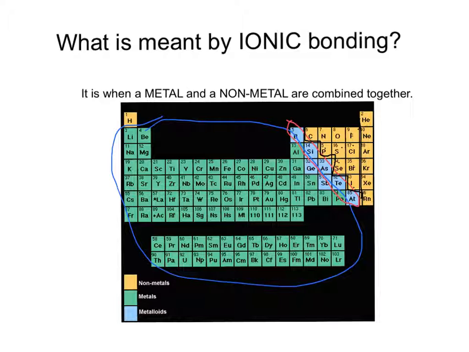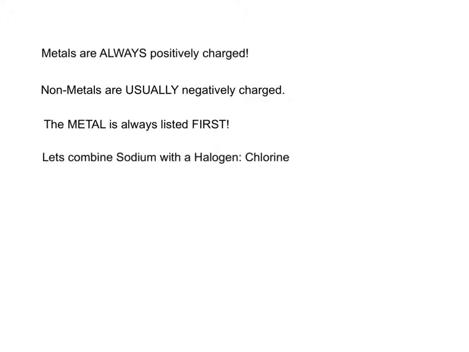Okay? So remember, an ionic bond is between a metal and these non-metals. That's what an ionic bond is. Now, metals are always positively charged, and we call those cations. Non-metals are usually negatively charged, and they are called anions.